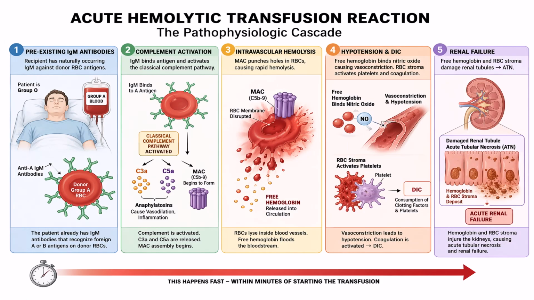Step 3. The MAC, C5b to 9, punches holes in the donor RBC membrane. Intravascular hemolysis occurs, and free hemoglobin floods the circulation. Step 4. Free hemoglobin binds to nitric oxide, which causes vasoconstriction and hypotension. RBC stroma activates the platelets and coagulation, and it will cause DIC. Step 5. This free hemoglobin and RBC stroma damage the renal tubules, causing acute tubular necrosis and renal failure. So this cascade happens very fast, within minutes. That's why early recognition is everything.